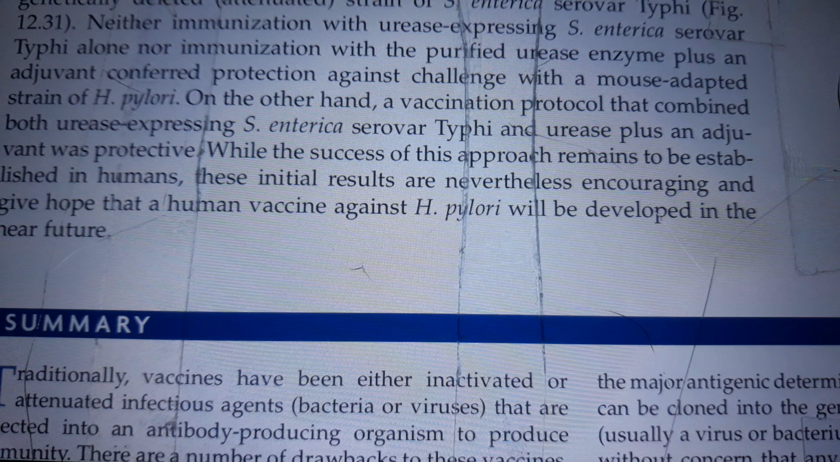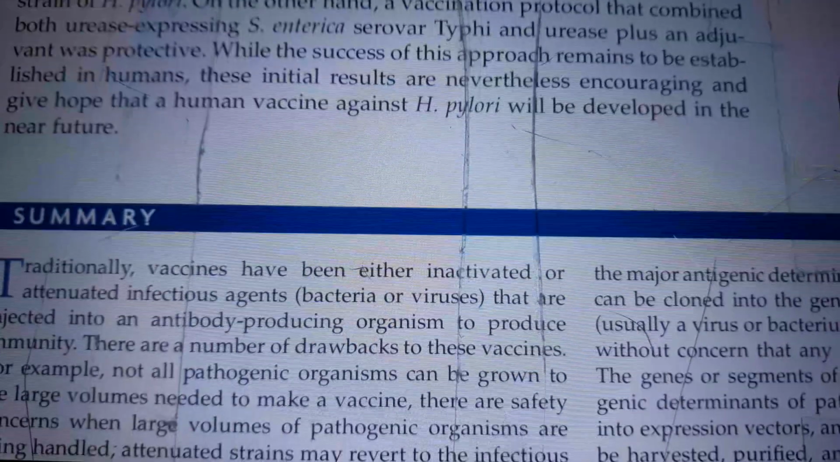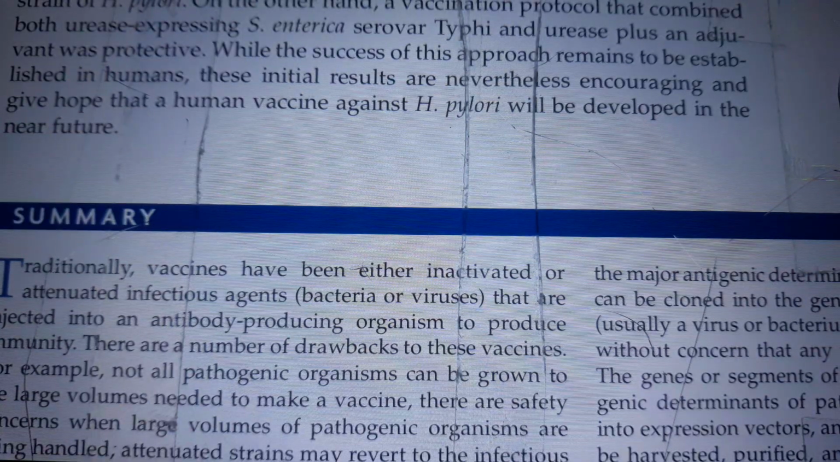Neither immunization with urease-expressing S. enterica serovar Typhi alone, nor immunization with purified urease enzyme plus an adjuvant, conferred protection against challenge with a mouse-adapted strain of H. pylori. On the other hand, a vaccination protocol that combined both urease-expressing S. enterica serovar Typhi and urease plus an adjuvant was protective.